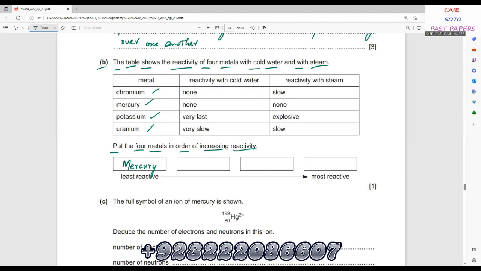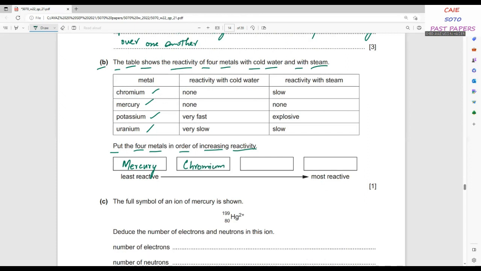The next one must be chromium because it's reacting slowly with steam and it's not reacting with cold water. So you write chromium. Now we are left with potassium and uranium. Potassium is reacting very fast with cold water and explosively with steam. And uranium is reacting slowly with cold water and slowly with steam. So you write uranium here. And the most reactive one will be potassium.